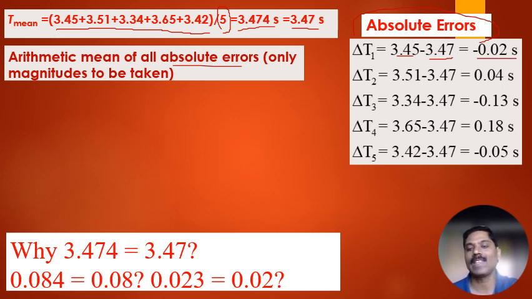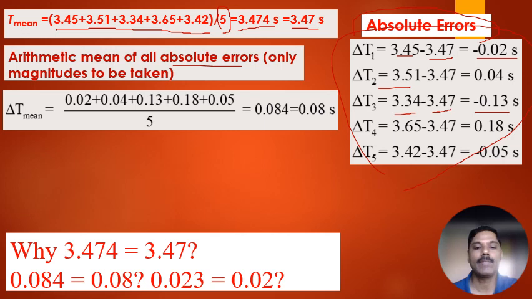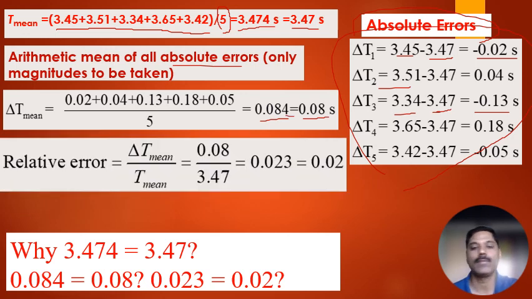So you are getting minus 0.02 second for the first one. The absolute error for the second measured value is 0.04 second. Similarly, the difference between the third measured value and this average value gives you minus 0.13 second. And we take the average of all these 5 values, which is 0.084. But I am considering only 0.08 second by ignoring this 4 in the value.